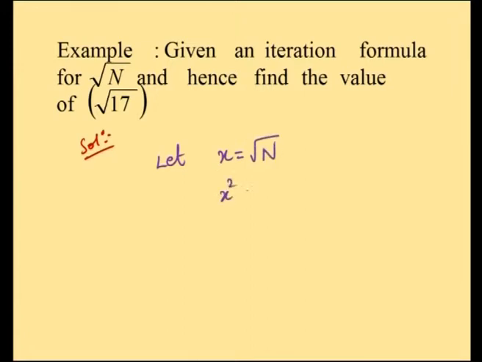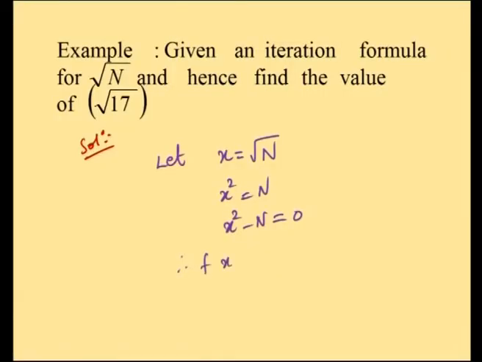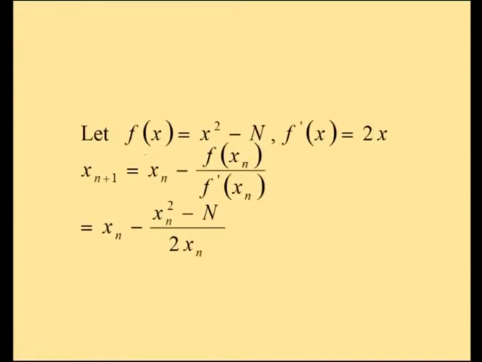Take x equal to root n. So, x square is equal to capital N, or x square minus N is equal to 0. Whatever the problem, get it in equation format so that the left hand side is a function of x and the right hand side is equal to 0. So you get f of x is equal to x square minus capital N. What is the iteration formula? f of x is x square minus N and f dash of x is equal to 2x.